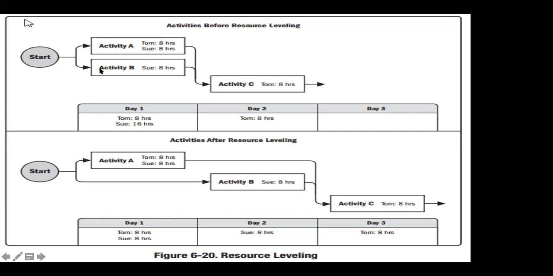Then there's activity B. What do you need for activity B? To complete activity B, you need Sue, and she has to work 8 hours. So now you see there's another activity. Once you finish activity A and B, you have to do activity C. You have to complete both A and B to do C.